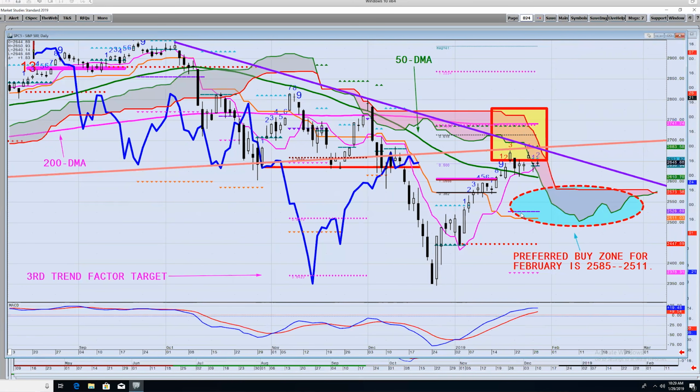More importantly, what I've told clients is this zone in here from about 2585 to 2511. If we pull back into February from the rally we've had from the December low, this is the zone I want to buy into, 2585 to 2511. That's my main buying zone because, as I explained to you last week, I believe that the lows in December, not just for the S&P, but for all global equity markets, was the low of the move.